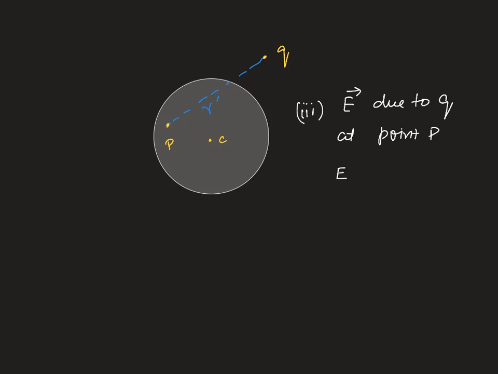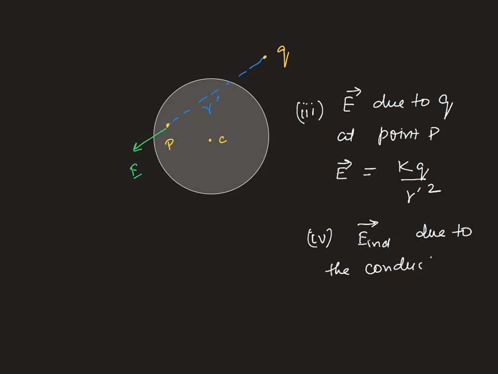And it is very simple. It is going to be KQ upon R dash squared, and the direction of the field is going to be obviously in this direction, because we are assuming the charge Q to be positive. And then comes the next question. Induced field due to the conductor at P. So again we will apply the same concept.